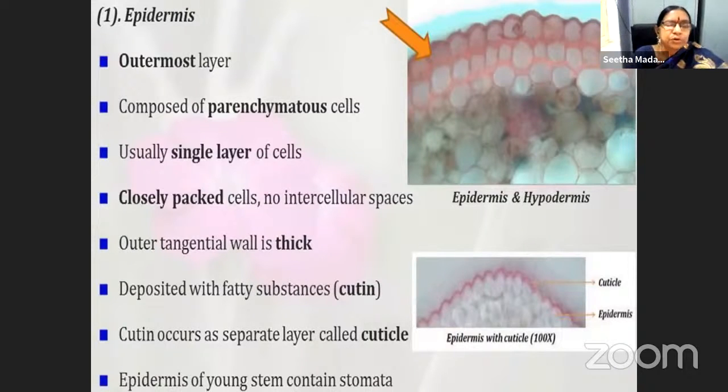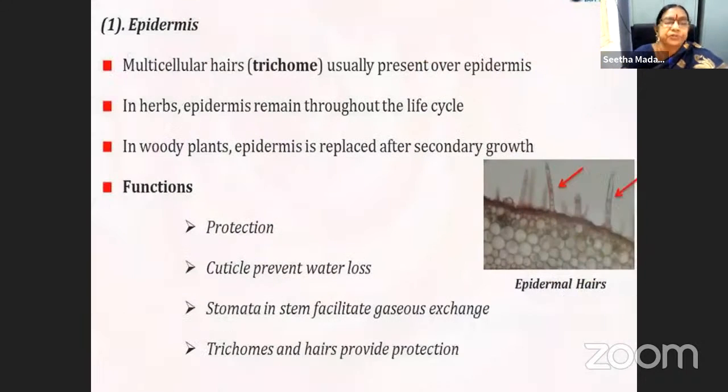Then closely packed cells with tangential walls thick, and due to the deposition of fatty substance known as cutin, an outermost separate layer is formed known as cuticle. And epidermis of young stem contains stomata also. This cuticle is the protective layer. It protects the inner parts, and stomata help in gaseous exchange.